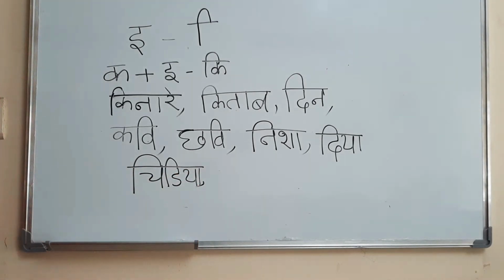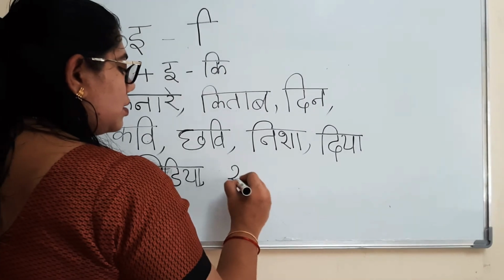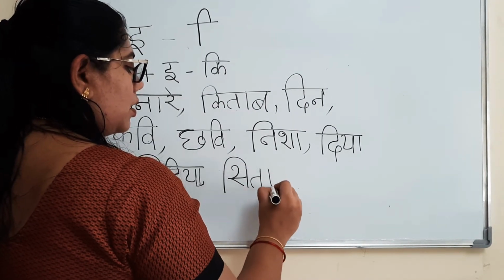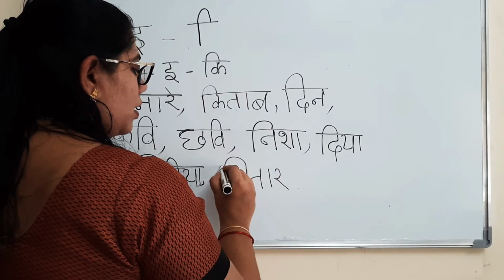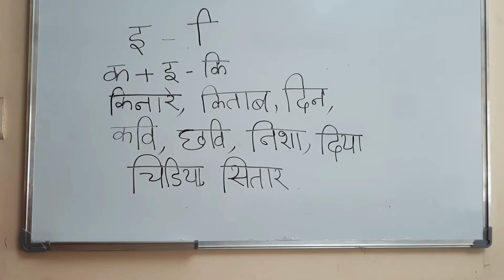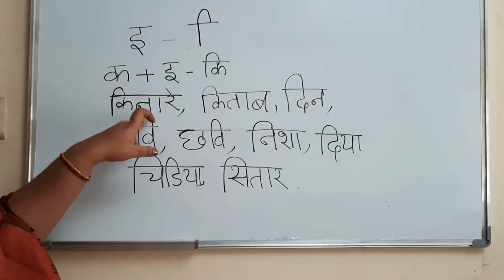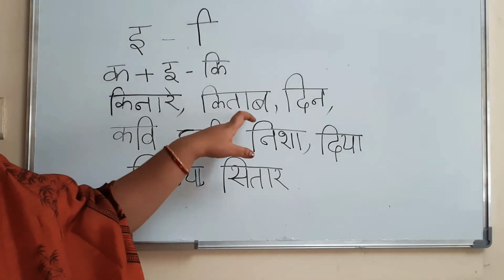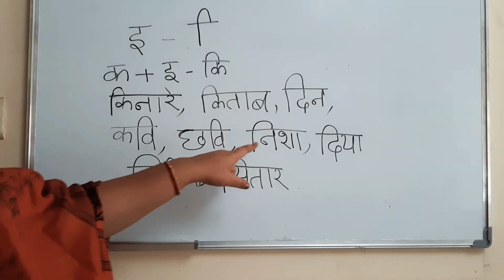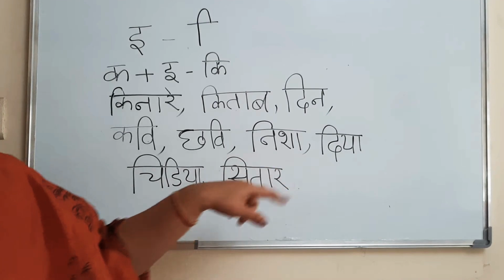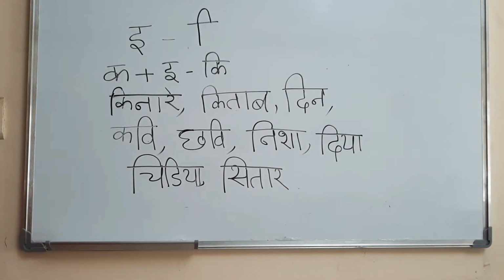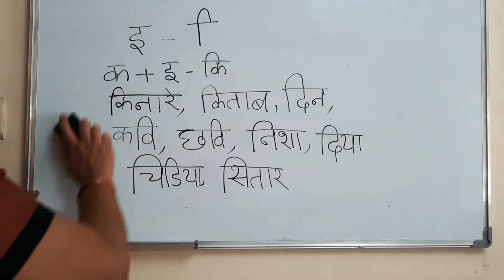चिड़िया सितार. So what are the letters for I की मात्रा? Examples: किनारे, किताब, दिन, कवि, छवि, निशा, दिया, चिड़िया, सितार. Okay. Next we can check for E की मात्रा.